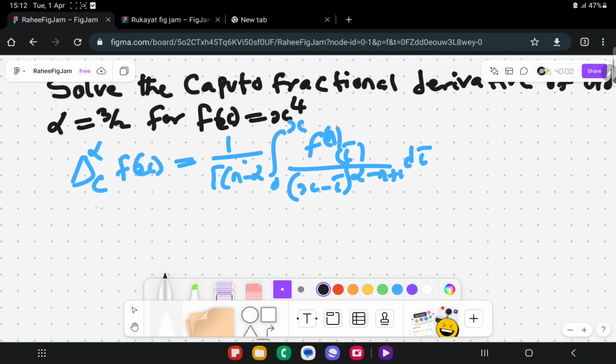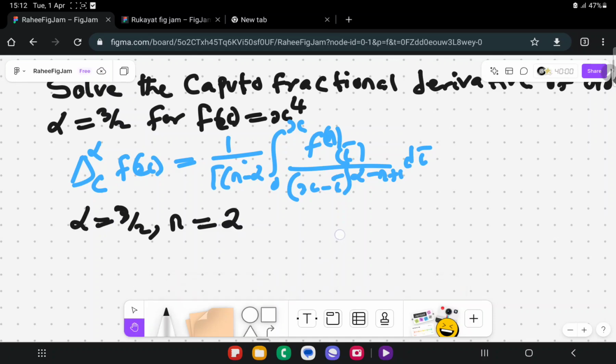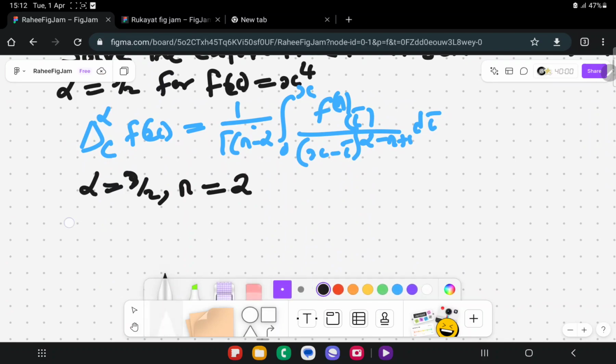Now we already know that our alpha is given to be 3 all over 2. Our n in this case is given to be 2. So all we need to do is simply substitute back into our formula. Anywhere we see alpha, we substitute our 3 all over 2. Our f of x in this case is given to be x raised to power 4. That is the value of our f of x.